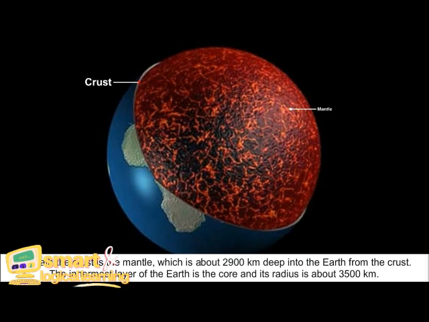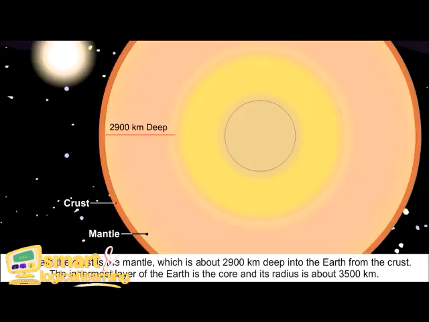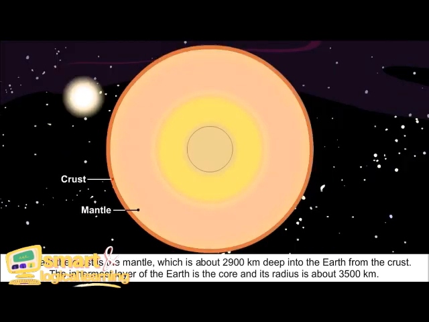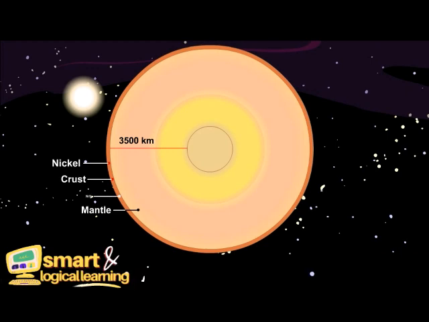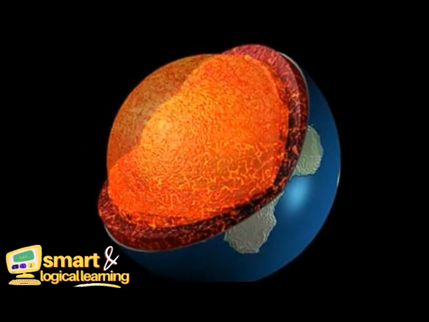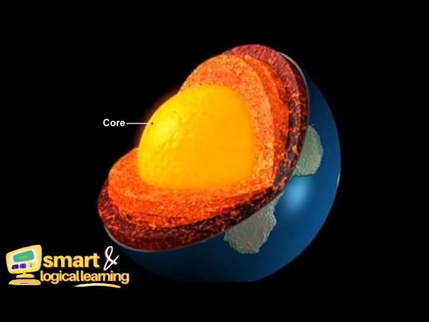Beneath the crust is the mantle, which is about 2,900 km deep into the Earth from the crust. The innermost layer of the Earth is the core, and its radius is about 3,500 km. It is made of nickel, Ni, and ferrous, Fe, or iron. Hence it is called NiFe. The center of the core is bound under extreme pressure and temperature.